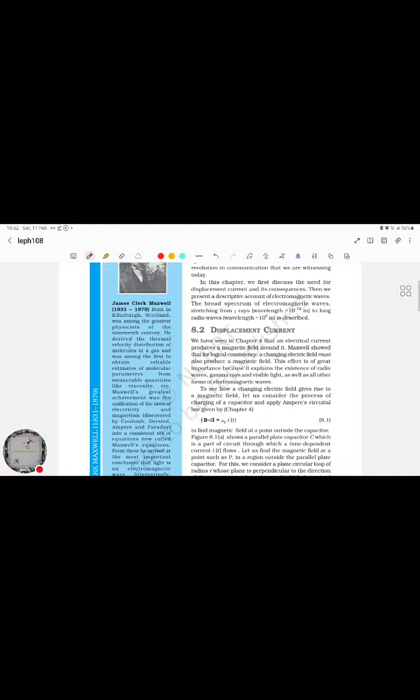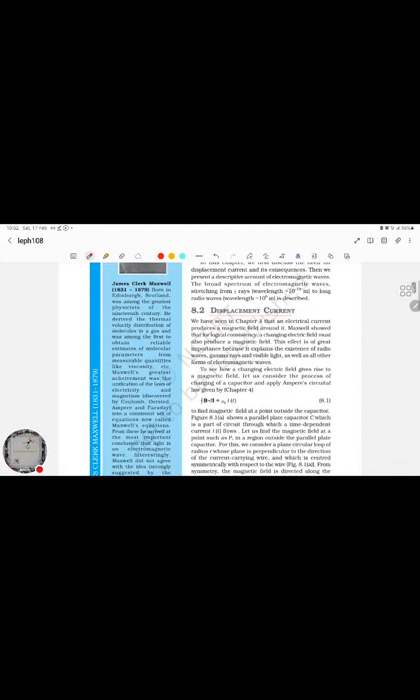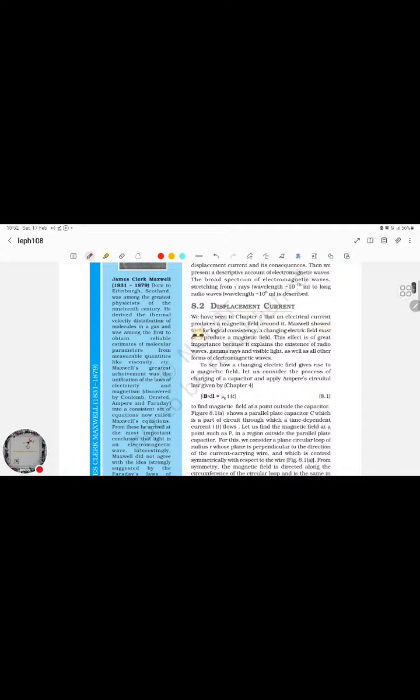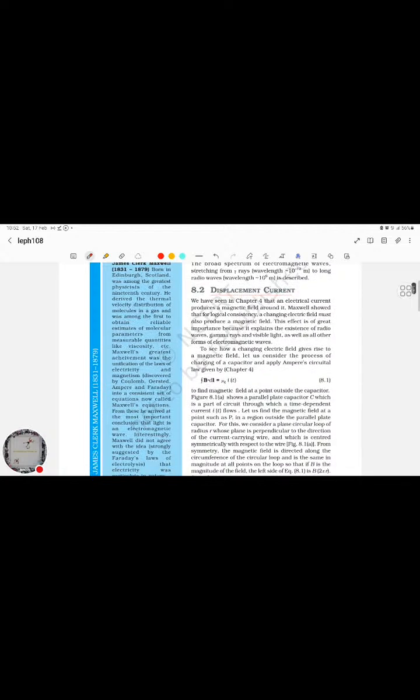First we'll start with displacement current. We have seen in chapter 4 that an electrical current produces a magnetic field around it. Maxwell showed that for logical consistency, a changing electric field must also produce a magnetic field. OK, so what did we see? If there is an electric current movement, then certainly there will be a magnetic field. So there has to be a logical consistency. Logically, where there is an electric field, especially a changing electric field, a magnetic field has to be produced, and this is very important.